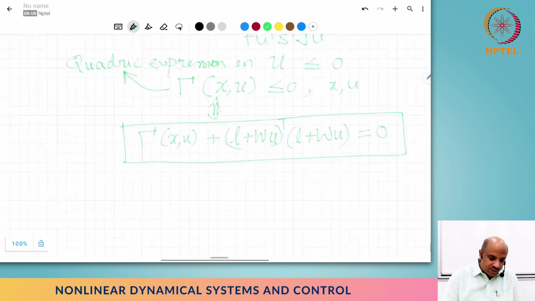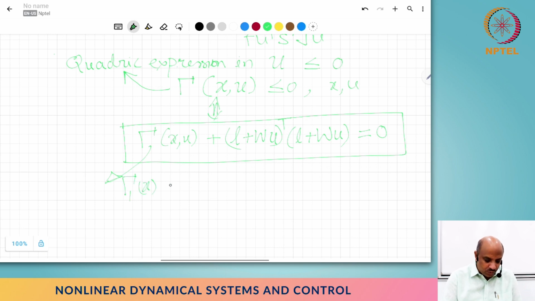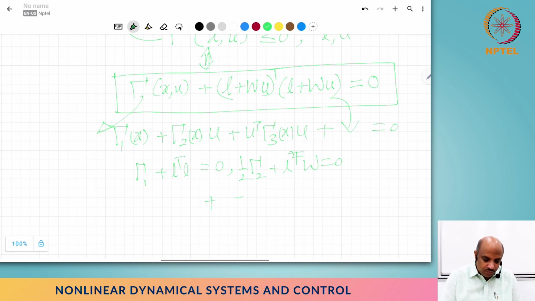And when we expand, what happens is basically, you have a constant part, let's say gamma 1 of x. This may look something like gamma 2 of x times u plus u transpose gamma 3 of x u, and all this is equal to 0. So it will be obvious that basically gamma 1 plus L transpose L is going to be 0, and gamma 2 plus perhaps L transpose W is going to be 0, half of it, I don't know, and gamma 3 plus W transpose W is going to be 0, right?